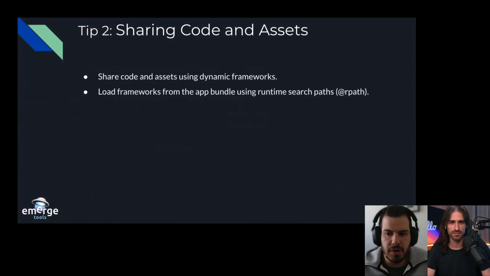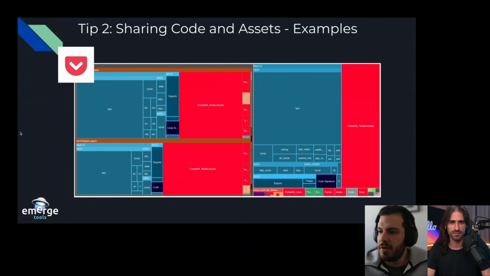It's very easy. We just have to create a dynamic framework in your project, move all the common code, logic, or assets that will be required in both app extensions and the app, and then we can add it to all of the targets. But first, we can see an example of one popular application that is not actually sharing assets between their apps. In this case, it's Pocket, which is a very popular app.